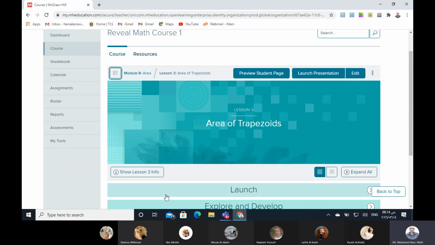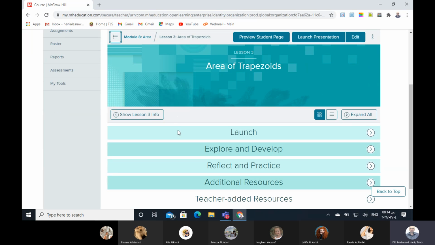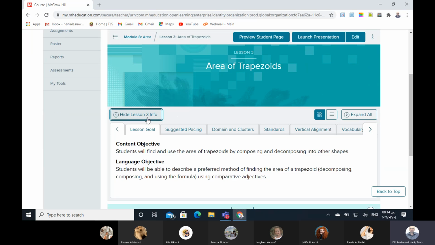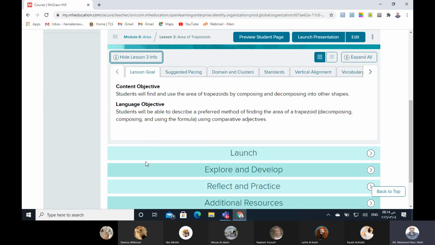Math, grade 6. We are in Module 8, Area. Today we have the third lesson, area of trapezoids. In this lesson, we want to learn how to find and use the area of trapezoids, by composing and decomposing into other shapes.